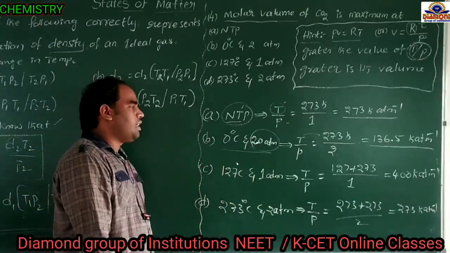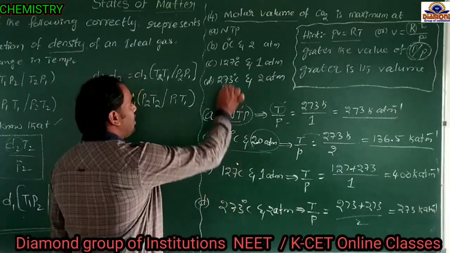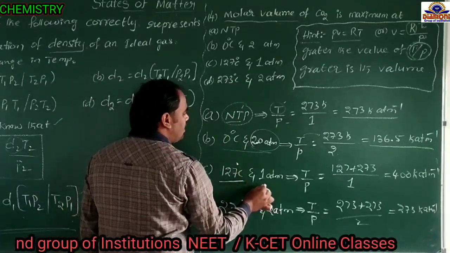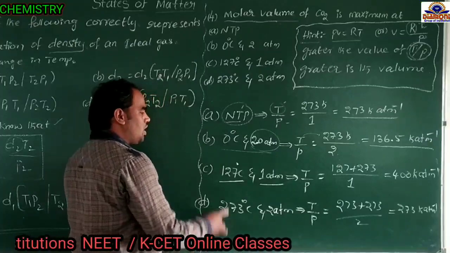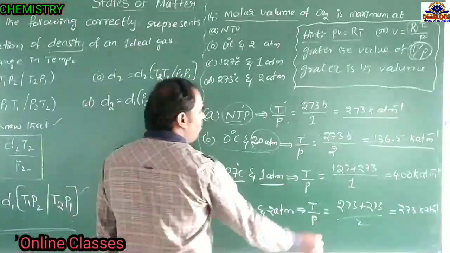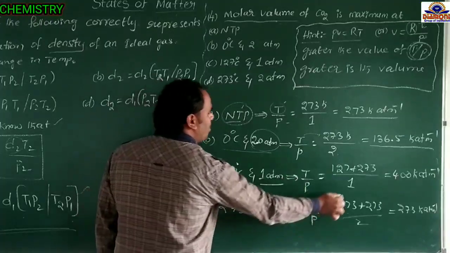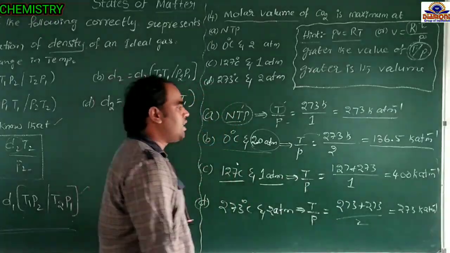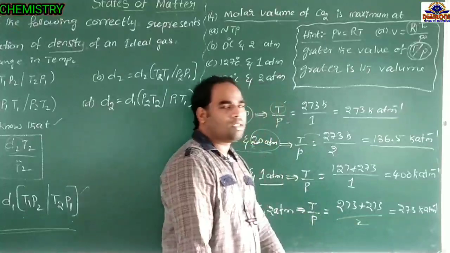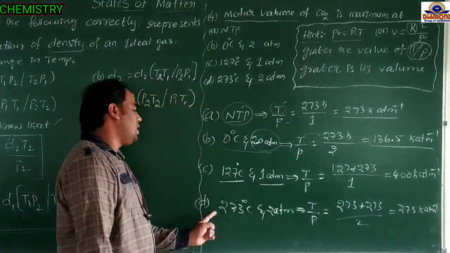For C condition, T by P value. So what is the C condition? 127 degrees Celsius and 1 atmosphere. So the degree Celsius is converted into Kelvin. Therefore 127 plus 273, and pressure is 1 atmosphere. Therefore the value is nothing but 400 Kelvin atmosphere inverse. Next condition D.